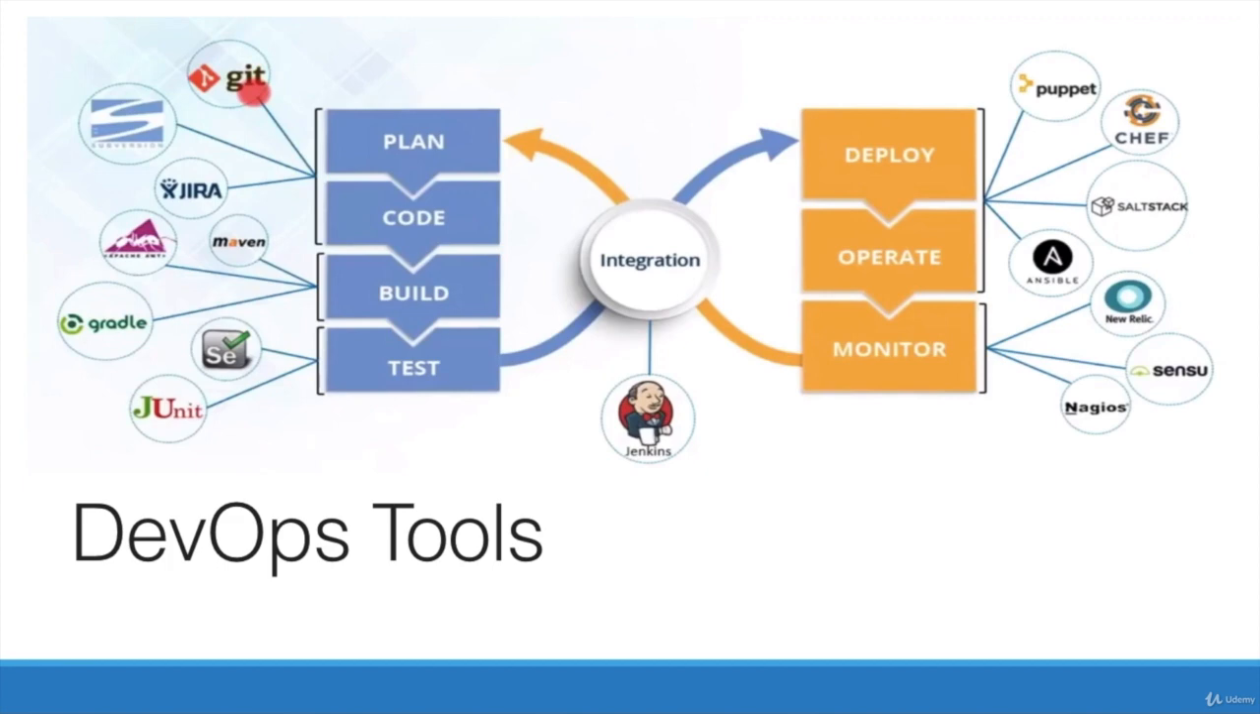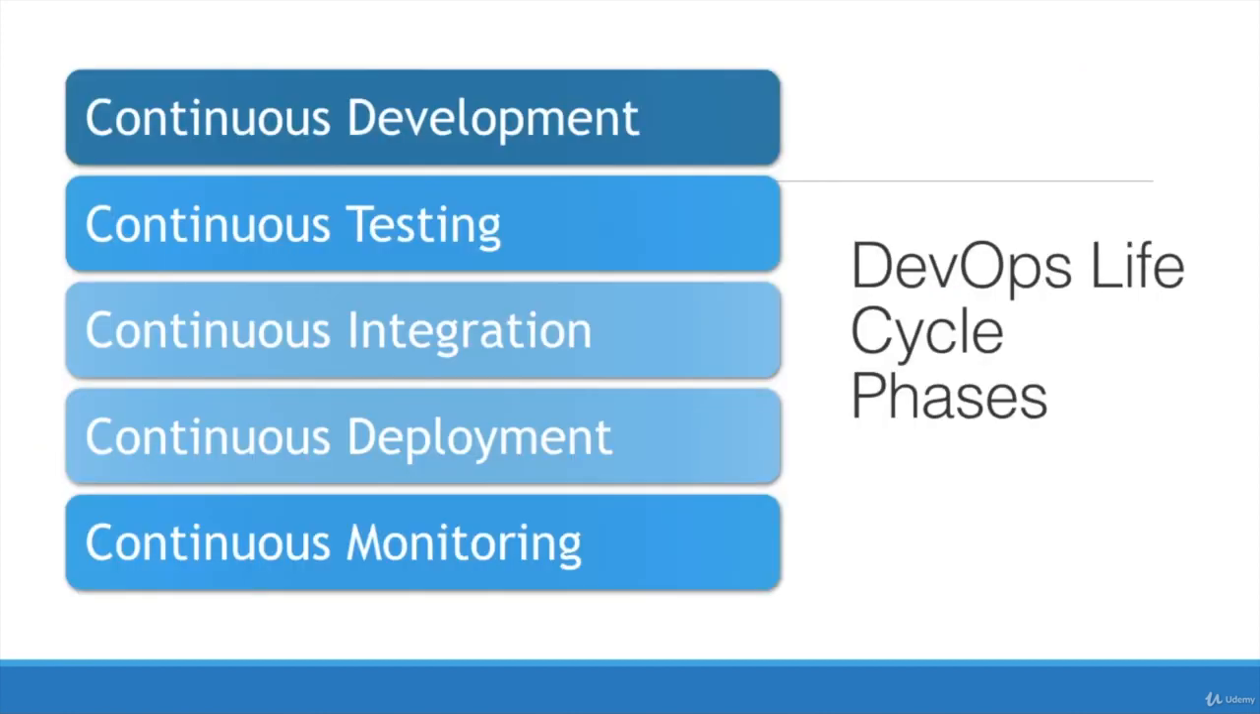The tools we are using from the DevOps point of view in development are Git and Subversion, right? We are also using Jira as a bug tracking tool. So basically, these are the 5 stages of the DevOps lifecycle.